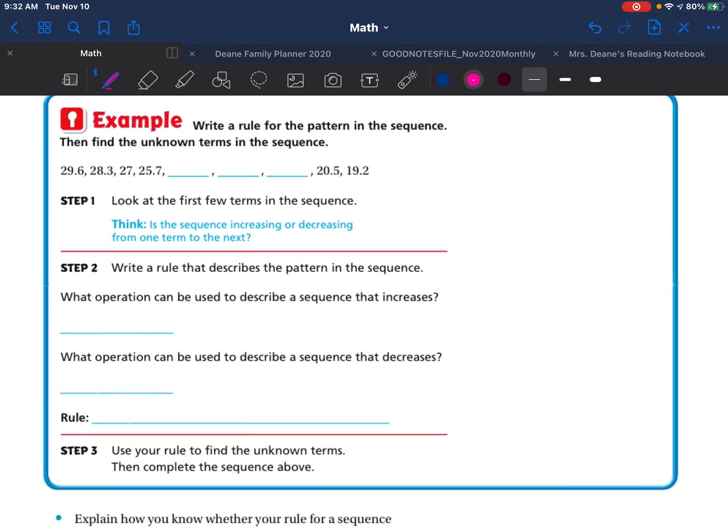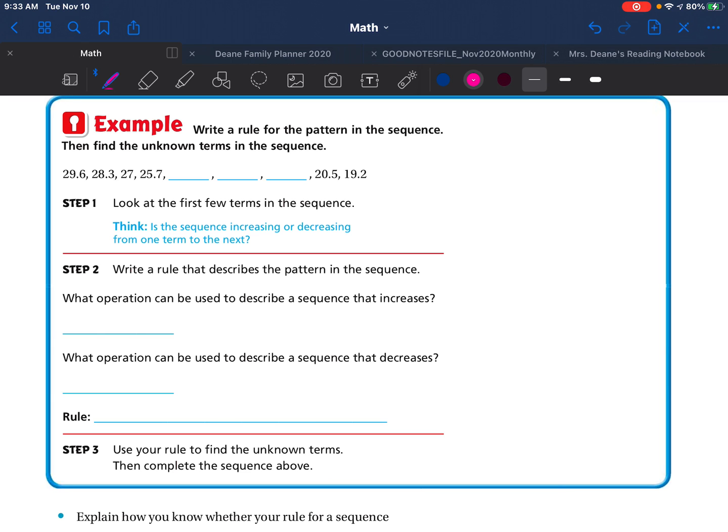Let's try another problem. Write a rule for the pattern in the sequence, then find the unknown terms in the sequence. This time, the unknown terms actually fall in the middle of the sequence. So first things first is we have to write them in order, which it's already done for us. And then we need to look at the first 2 terms. And in order to find the difference, we have to subtract. So remember, take the larger number. In this case, it's the first number, 29.6, minus the next number, 28.3. And if it helps, we can highlight these two.